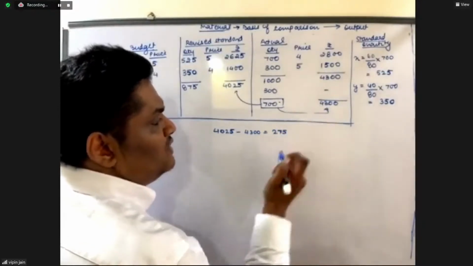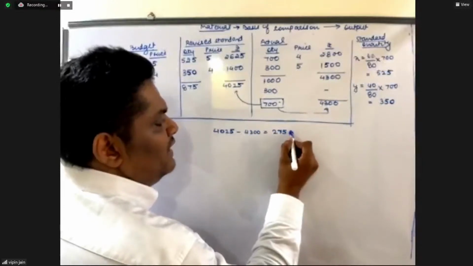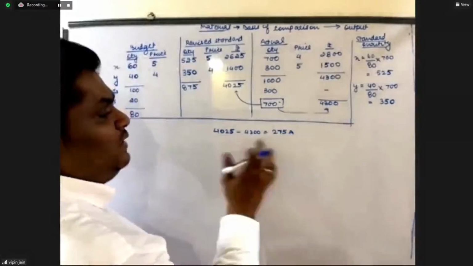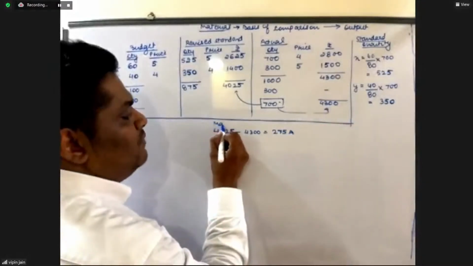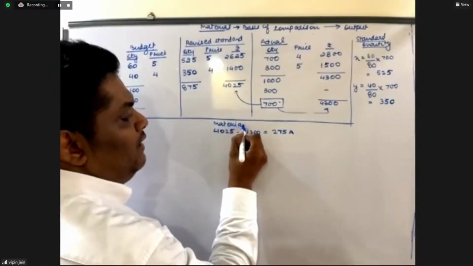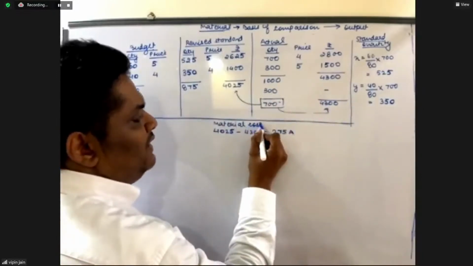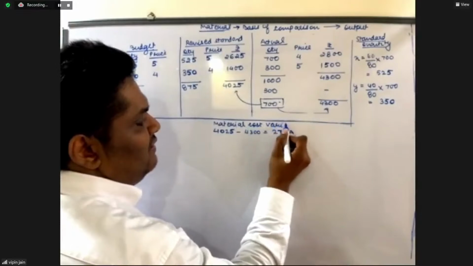That is how much extra we spent. 275 extra cost we incurred. So we call it as adverse. So this deviation in the total cost is what we call as material cost variance.